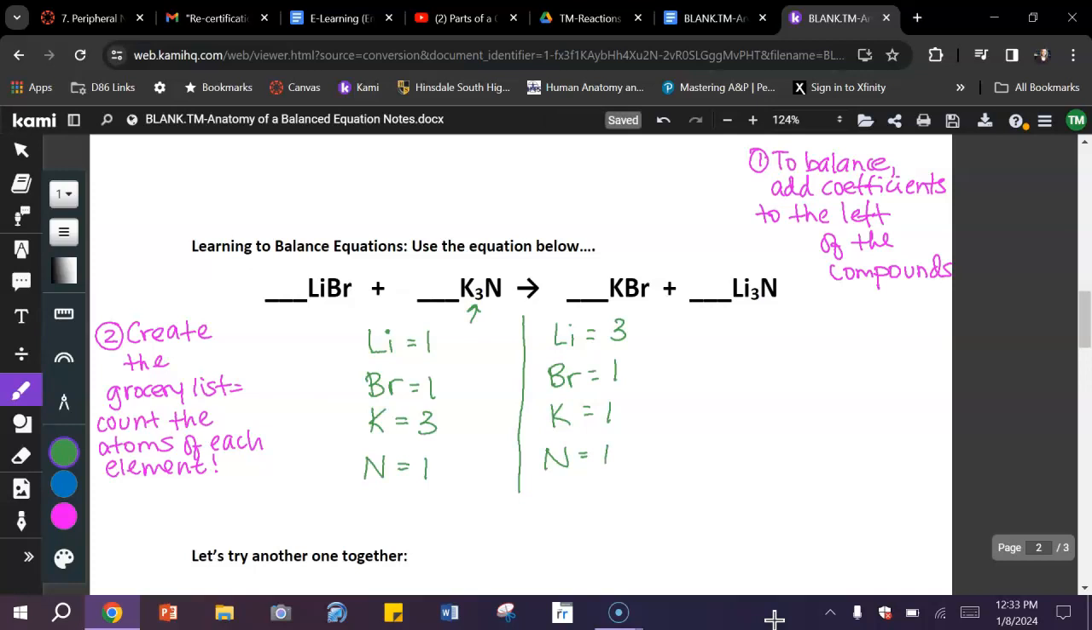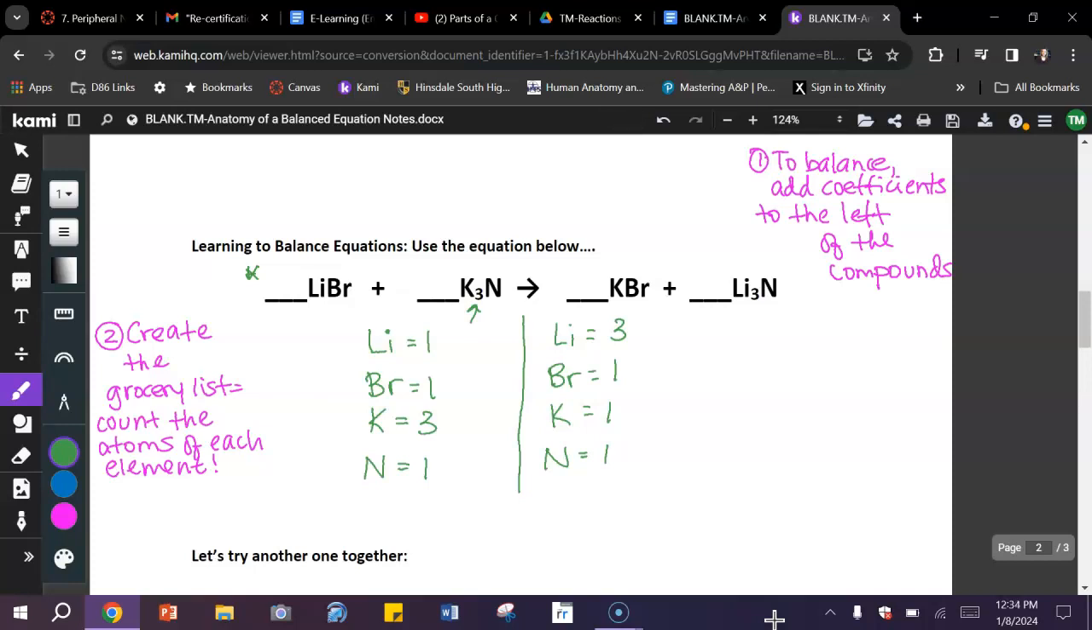Okay, now I can start to add coefficients. Again, I just prefer to go left to right. So I usually come back to my reactant side and start at the beginning and look at my very first element, which is lithium. Lithium has 1 on the reactant side and 3 on the product side.